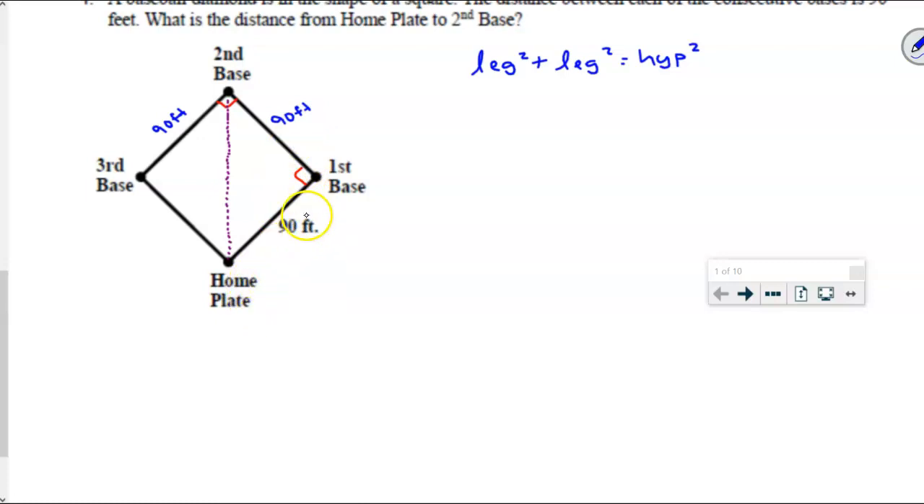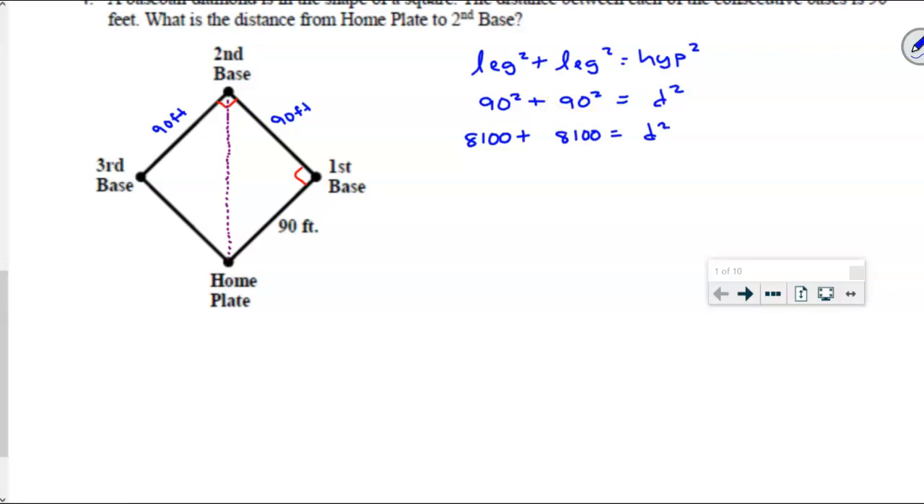Yeah. Because a leg is 90 feet and the other leg is 90 feet, so I can square those 90 feet, put them in the Pythagorean theorem, and what is it going to be equal to? The hypotenuse. Or in other words, I'm going to call it the distance this time because it's the distance from home plate to second base. So the distance squared. And 90 squared is equal to, Chandon again. 8,100.